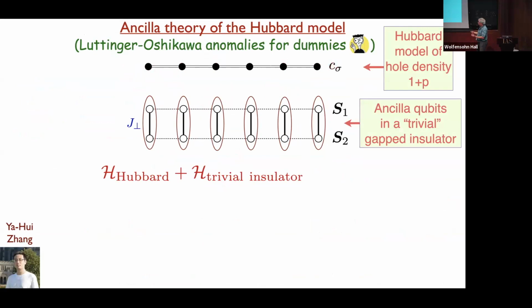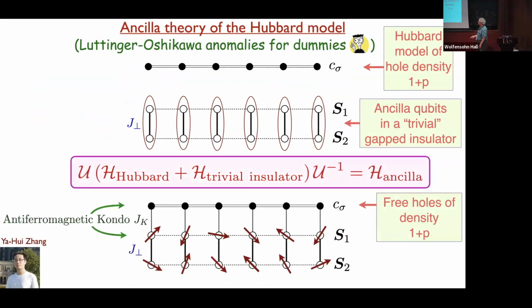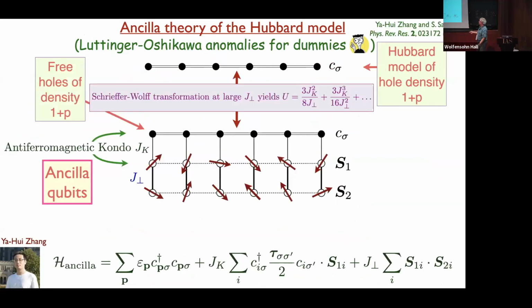Now, when we do the canonical transformation, we are writing the Hubbard model in slightly different terms. Look at this picture. In this picture, we start from here, and when we do the canonical transformation, we project all of these spins into a singlet. And so we're just left with the Hubbard model. So the other degrees of freedom are just gone.